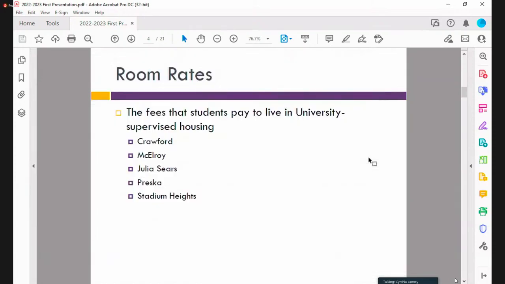Room rates are the fees that students pay to live in university supervised housing. So Crawford, McElroy, Julia Sears, Kreska, and Stadium Heights. This information may be familiar to many senators, but given that last year was a pandemic year and so many things were disrupted, it might be new for some of you.